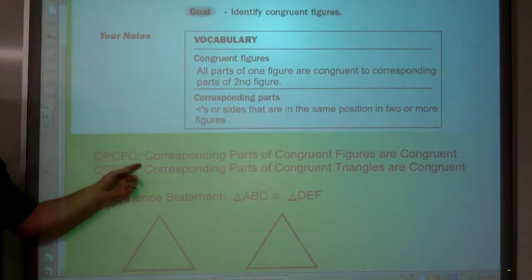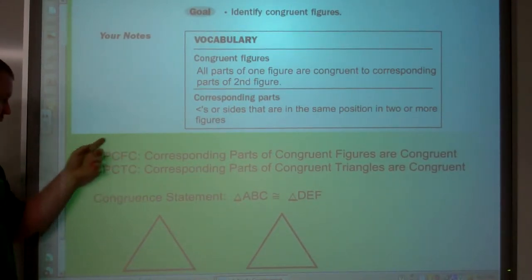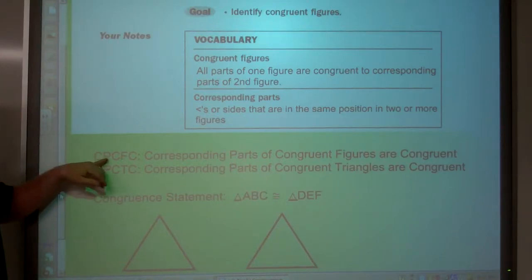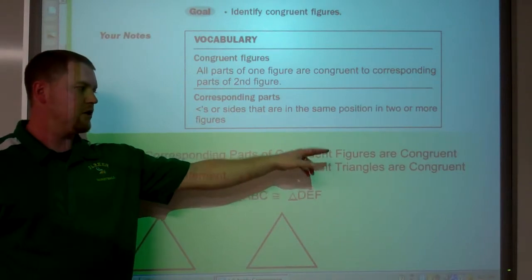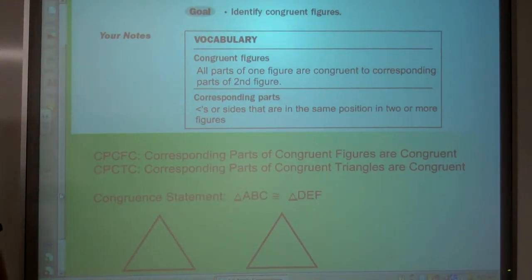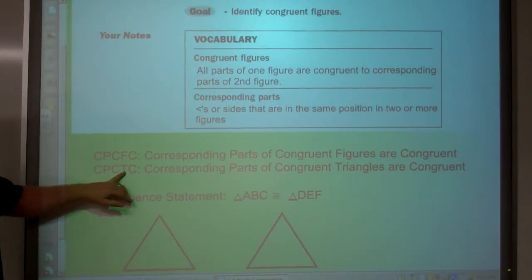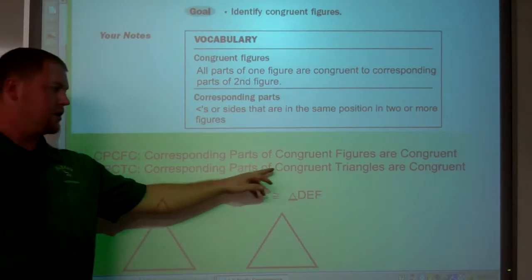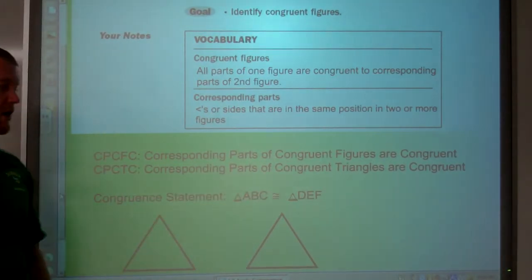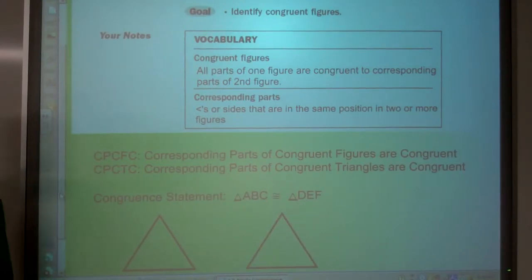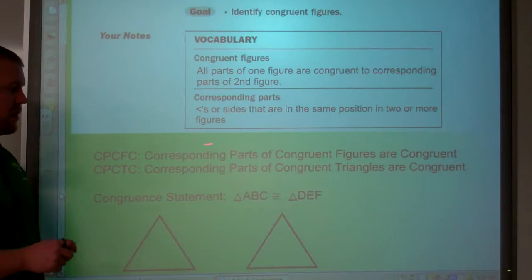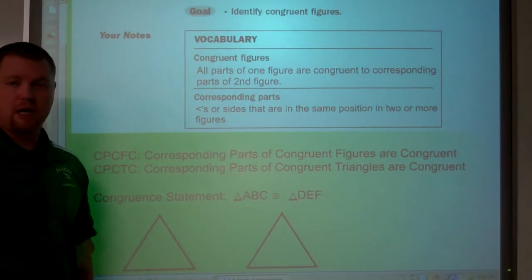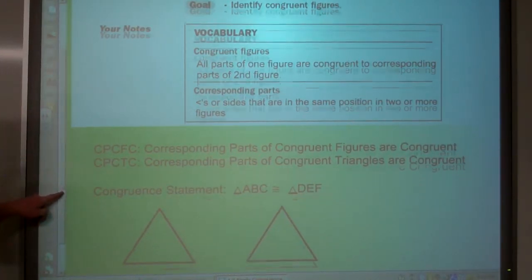Alright, two acronyms here. Essentially mean the same thing. CPCFC, corresponding parts of congruent figures are congruent. CPCTC, corresponding parts of congruent triangles are congruent. Alright, so when we know we have congruent figures or congruent triangles, the corresponding parts are then also congruent. Okay?